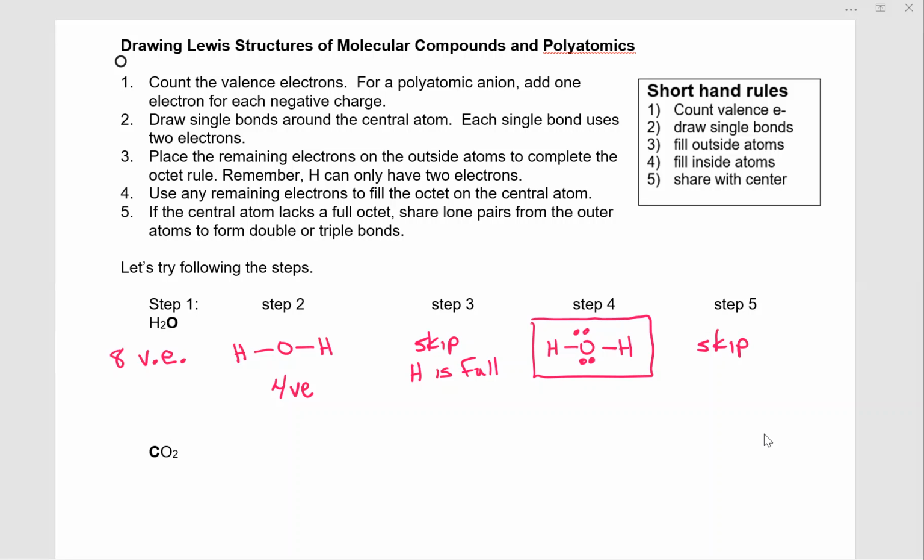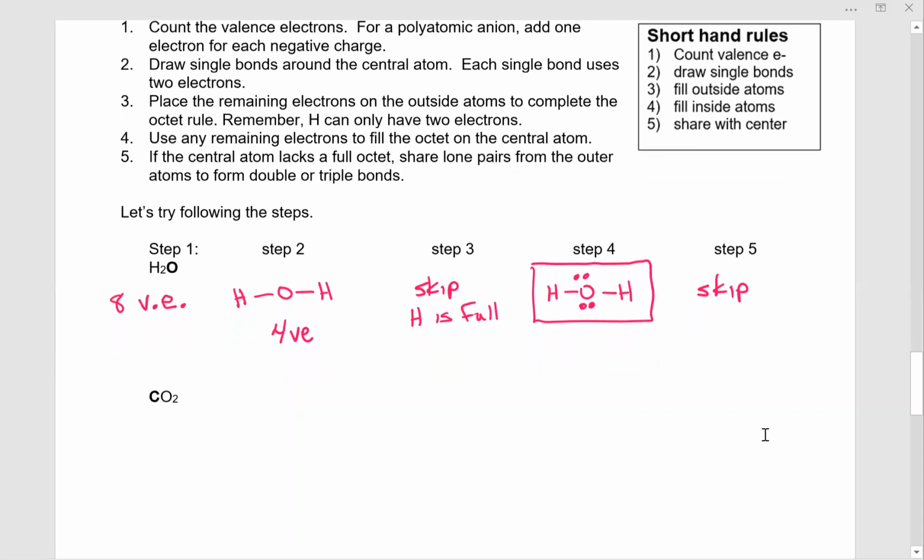All right, let's do CO2. So I've got the shorthand rules so you can still see them up there in the corner. So we're going to do CO2. We're going to count the valence electrons. We need to know our budget. So 4 from the carbon plus 2 times 6, and that's 16 valence electrons. That's our budget. I've bolded carbon to tell you that that goes in the center. So we have C, O, O.